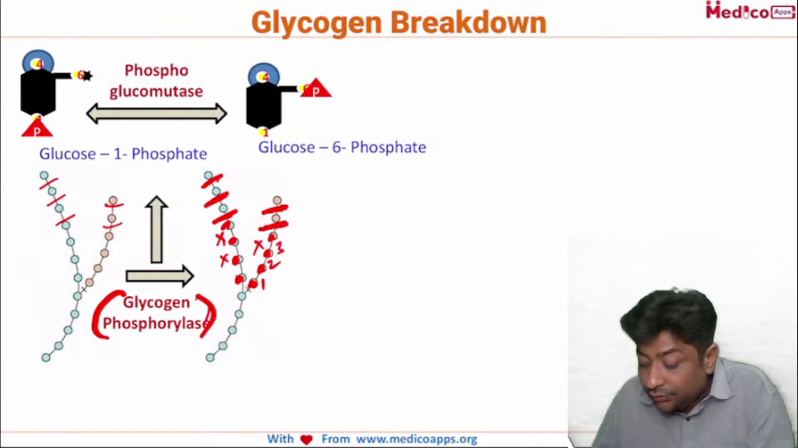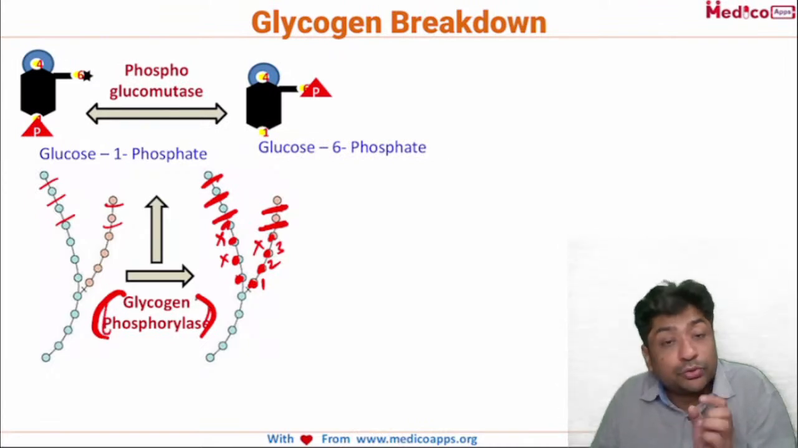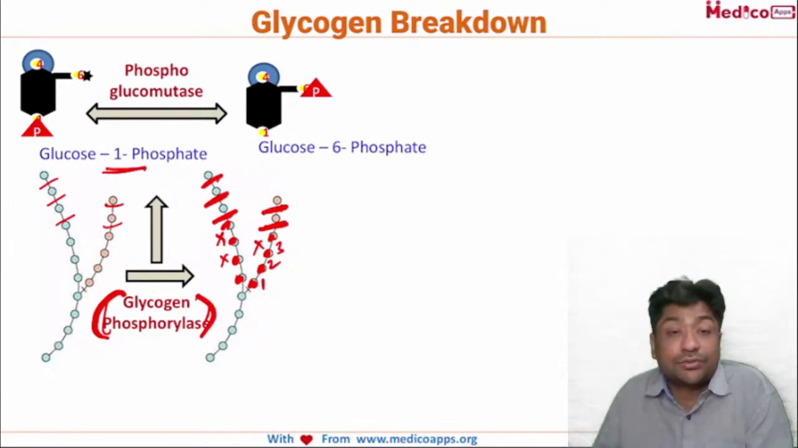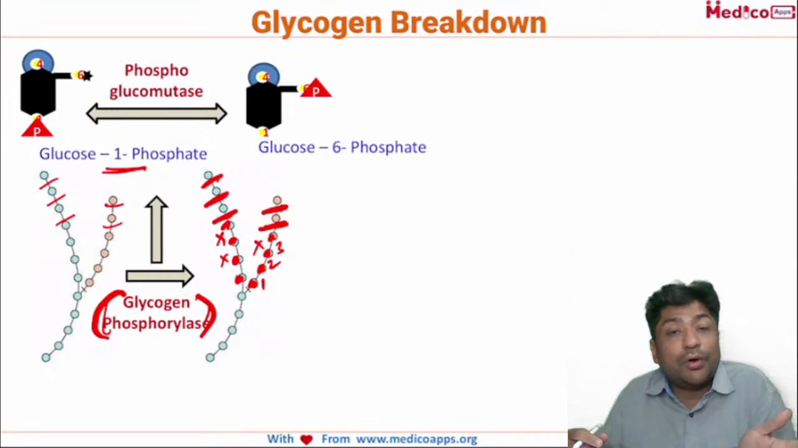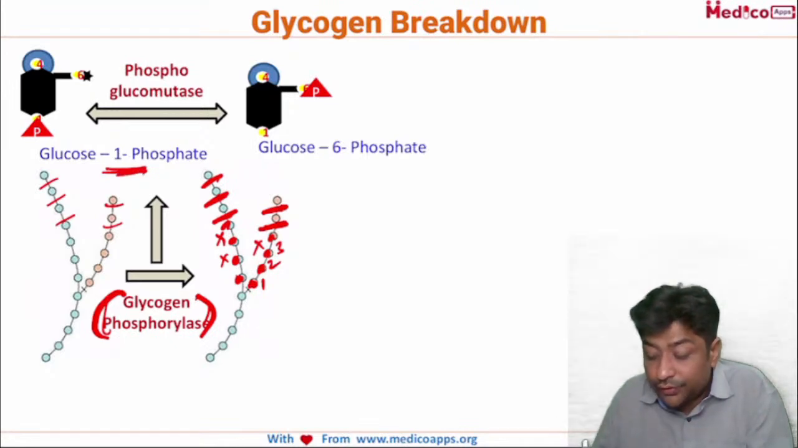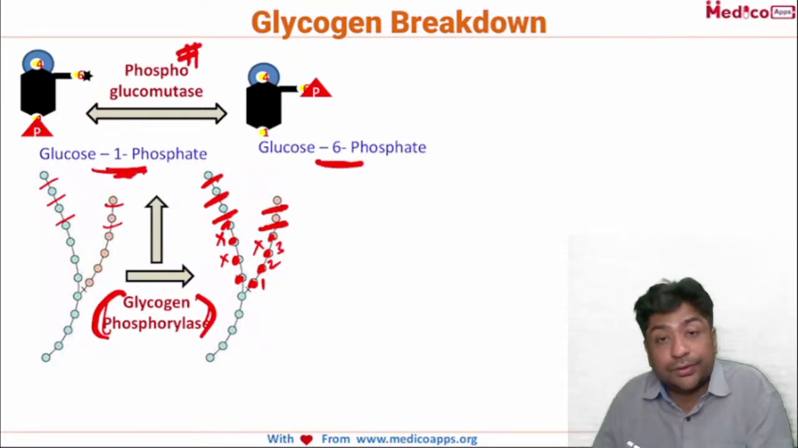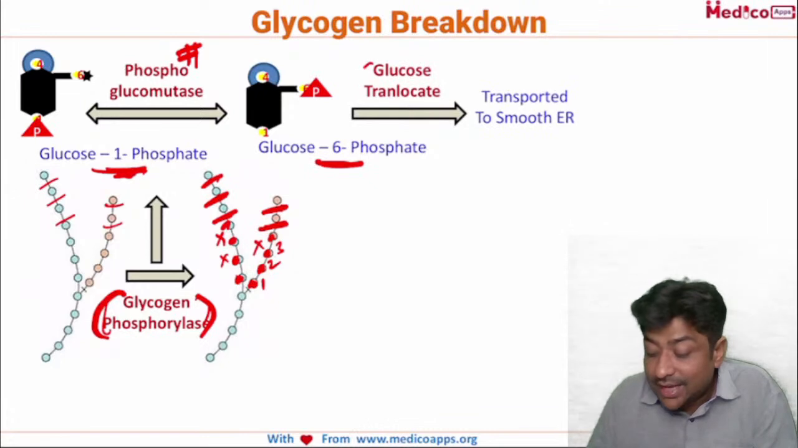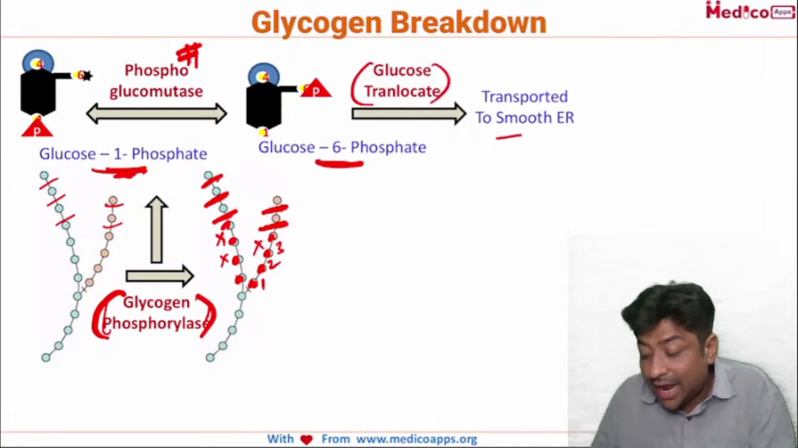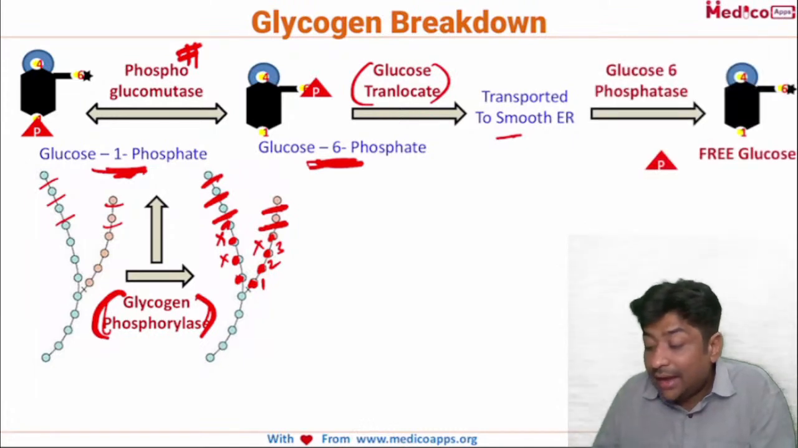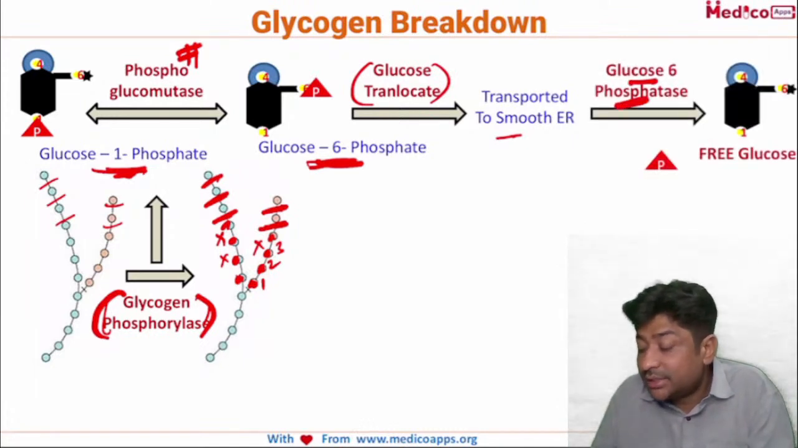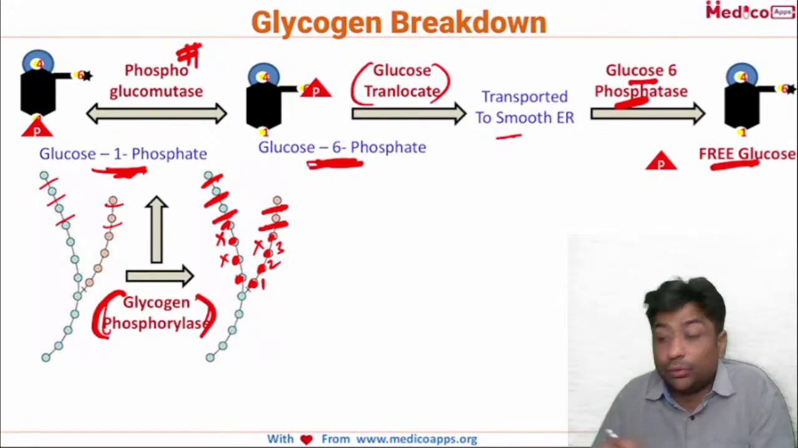But when glycogen phosphorylase cuts, it does not produce glucose. It produces glucose 1-phosphate, because if it produced glucose, it would quickly move out of the cell. With the help of phosphoglucomutase, this glucose 1-phosphate is converted into glucose 6-phosphate. Then there is an enzyme called glucose translocase, which transports this glucose 6-phosphate inside the endoplasmic reticulum, where the glucose 6-phosphatase enzyme removes the phosphate and converts it into free glucose, and this free glucose can exit the cell. So this is the mechanism.